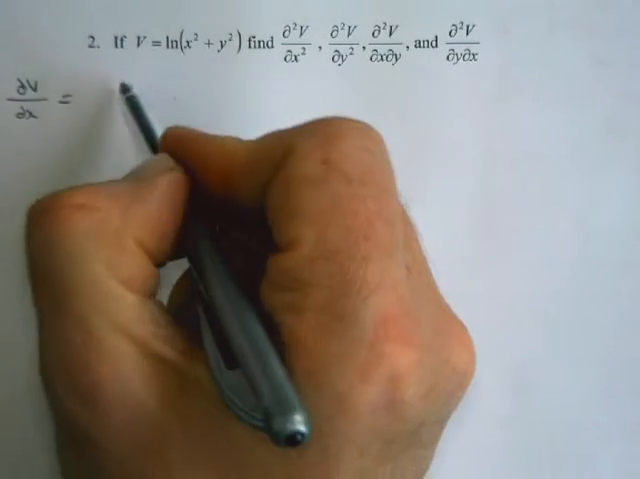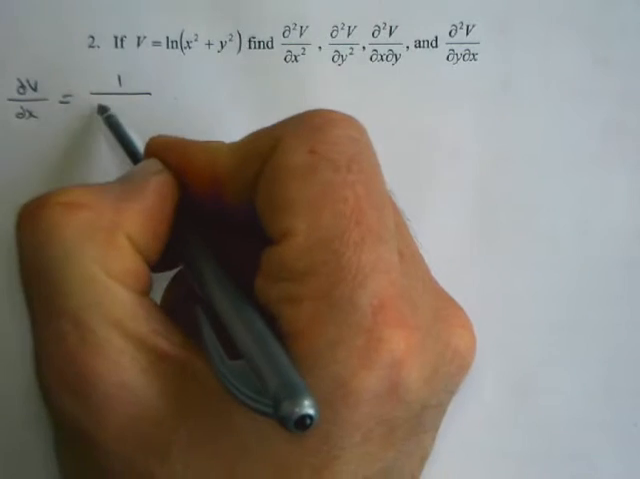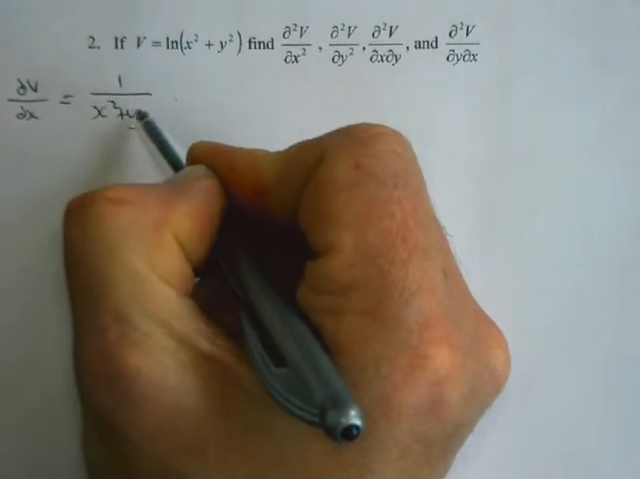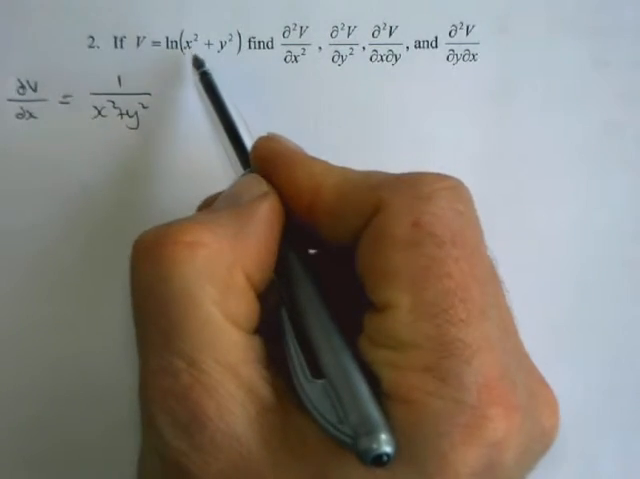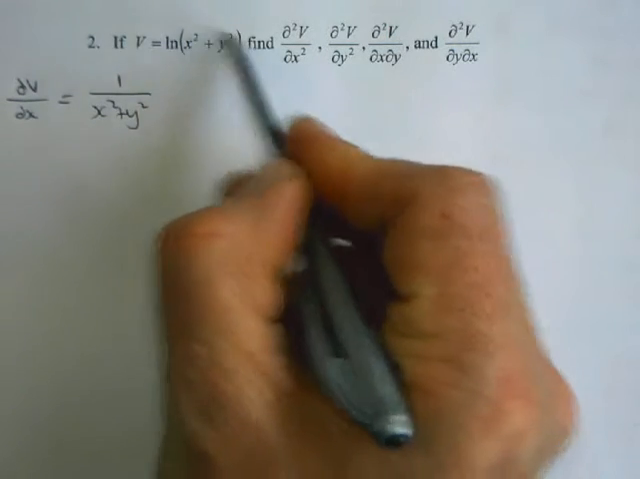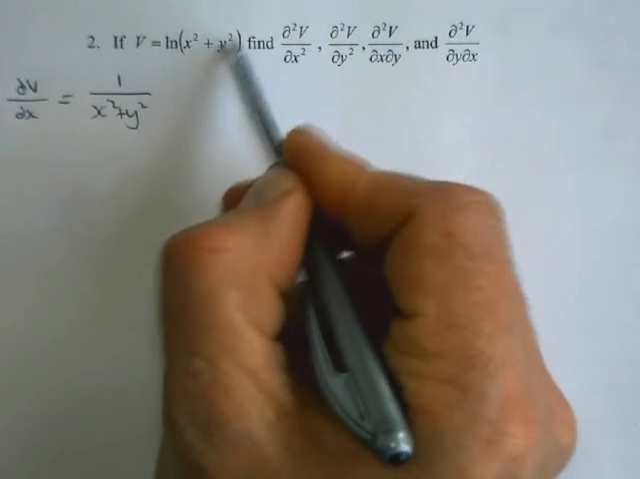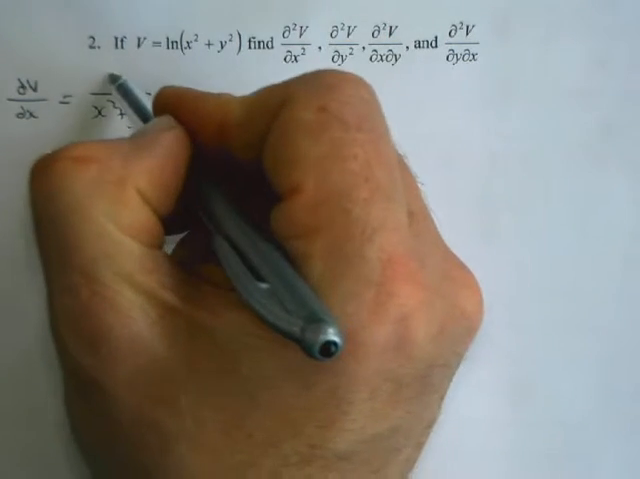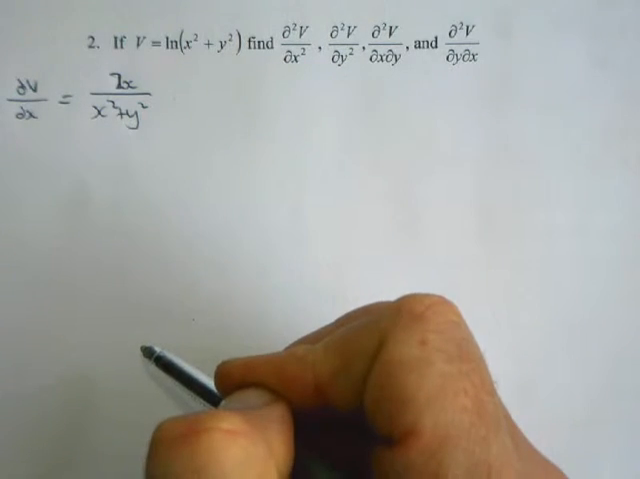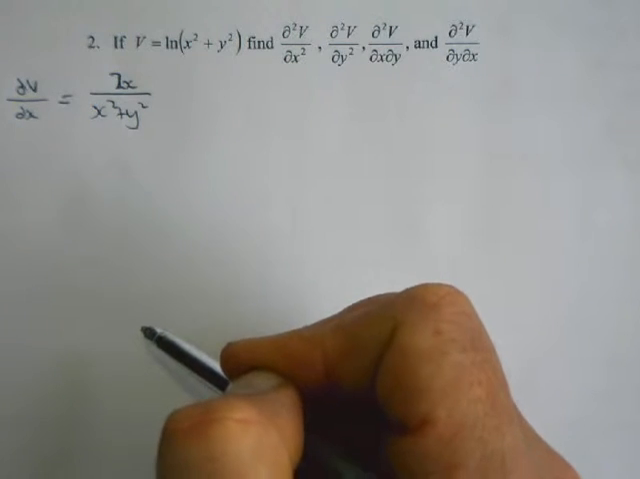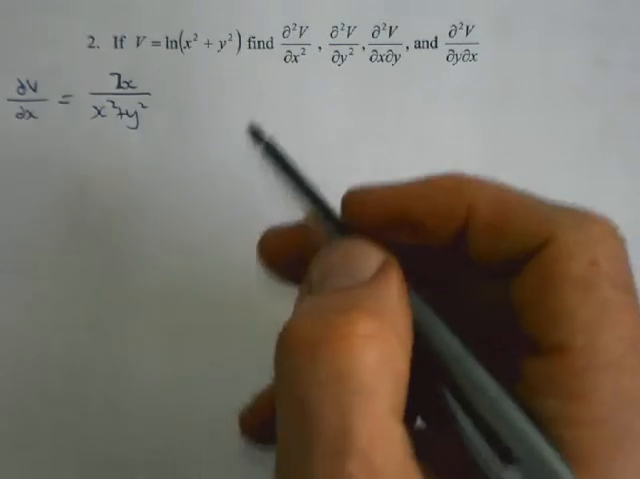So it's a chain rule. So it's the derivative of the outside function, which is just 1 over the inside function, times the derivative of the inside function. And x is the variable, so we differentiate this thing, we're just going to get 2x, and the y goes away because it's not a variable.